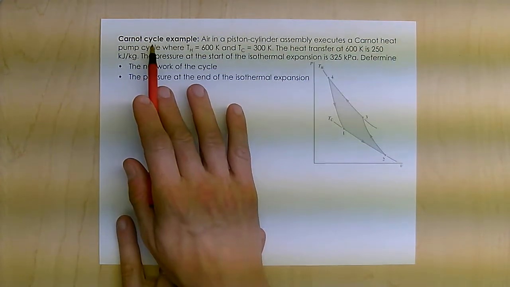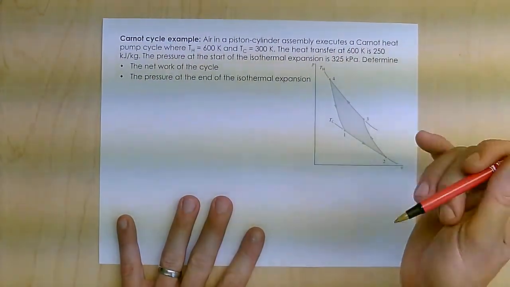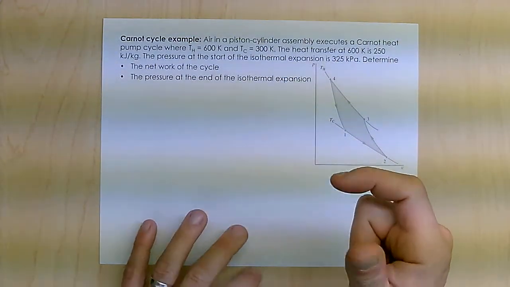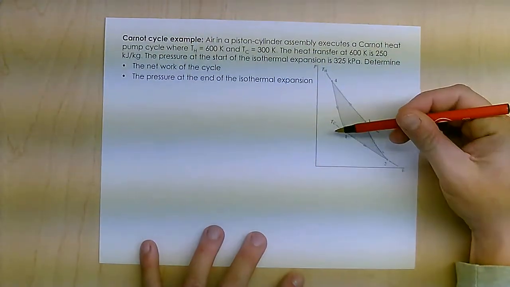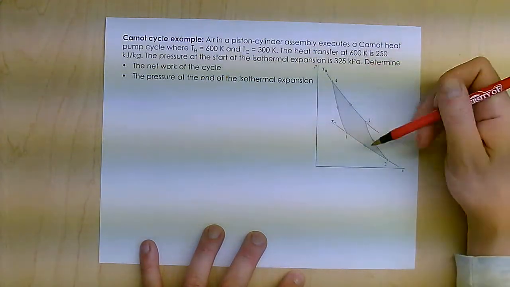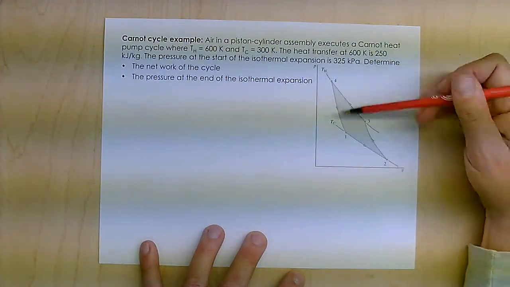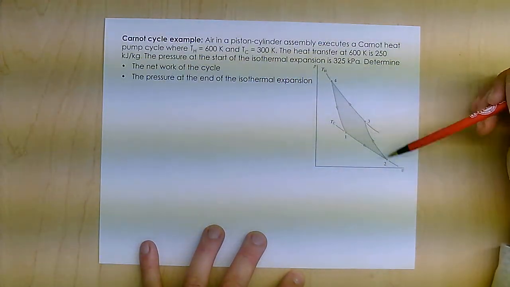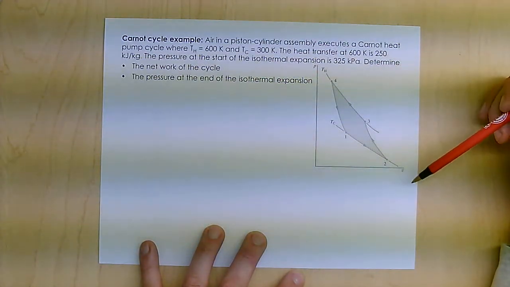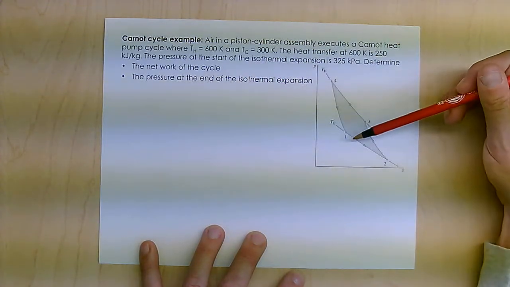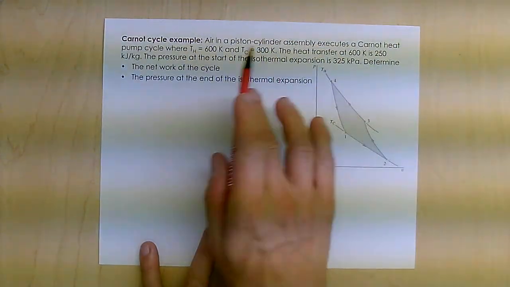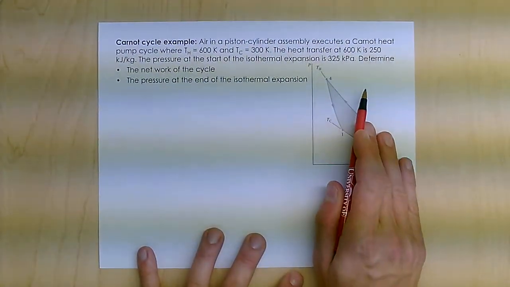Okay, what I have here is a Carnot cycle, air in a piston cylinder assembly. Remember, a Carnot cycle is a reversible cycle that goes between isothermal processes, that'd be 1 to 2 and 3 to 4, and then adiabatic processes 2 to 3 and 4 to 1. Okay, this is a heat pump that I've got here, not a power cycle.